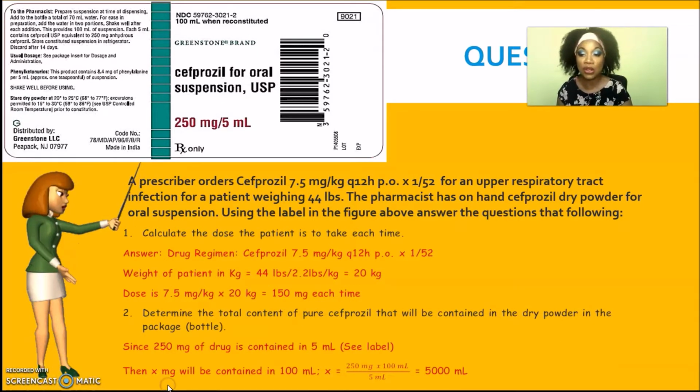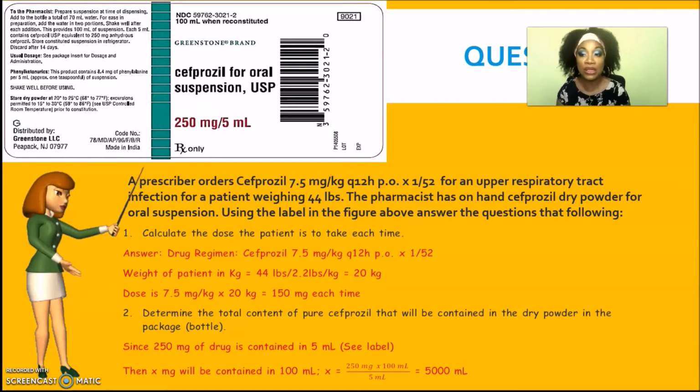Okay, so what is it that we first need to do? The first thing that we need to do is to look at the label. And remember, from the last lecture, the label will give us quite a bit of information. The label will tell us what the concentration of the suspension will be once you reconstitute that powder. It will also tell you how to reconstitute the powder, and the final volume of the suspension once you reconstitute the powder. And all of that information is here.